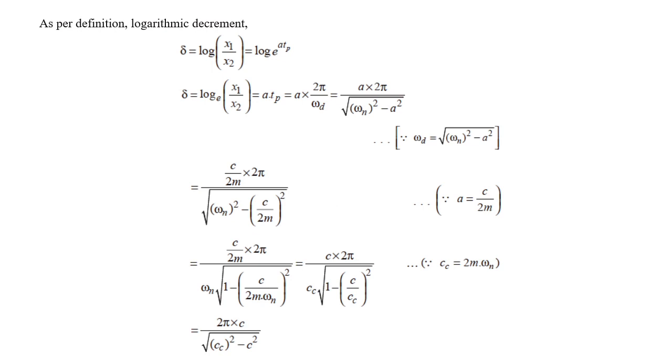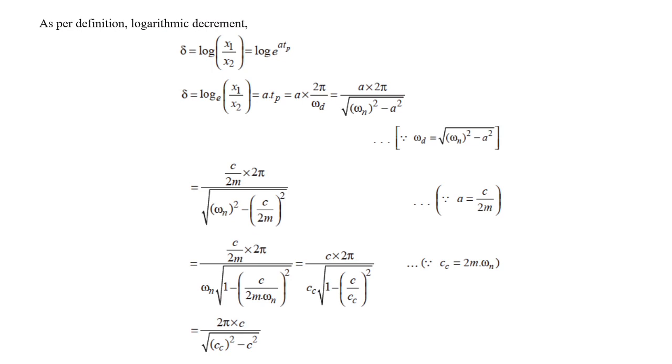Now what is logarithmic decrement? It is defined as the natural logarithm of the amplitude reduction factor. The amplitude reduction factor is the ratio of any 2 successive amplitudes on the same side of the mean position. So logarithmic decrement is defined as the natural logarithm of the amplitude reduction factor, where the amplitude reduction factor is the ratio of two successive amplitudes on the same side of the mean position.